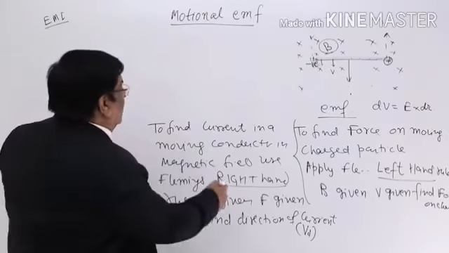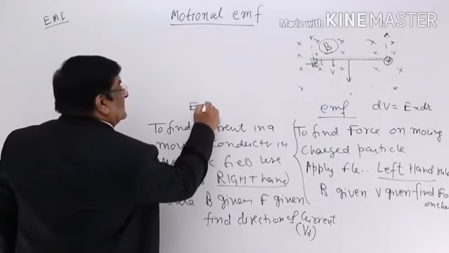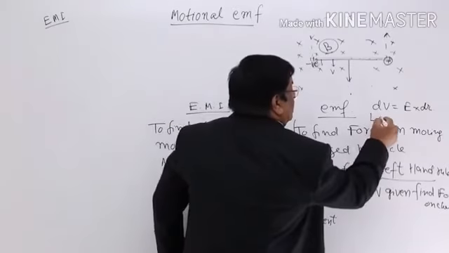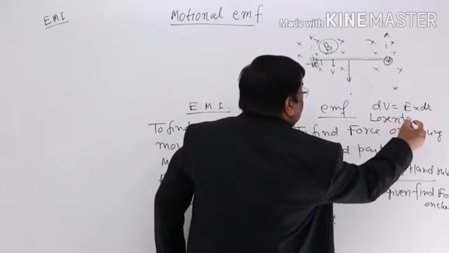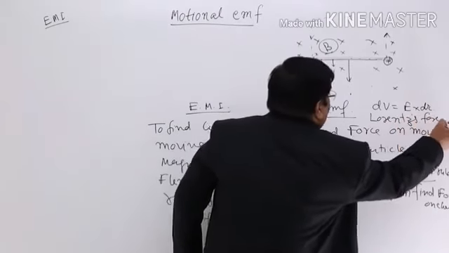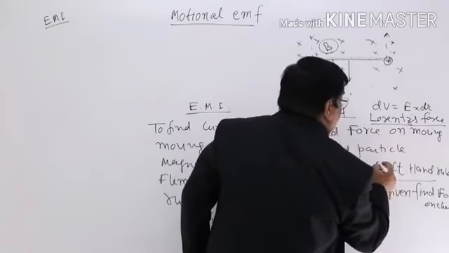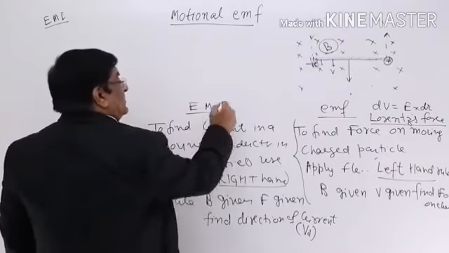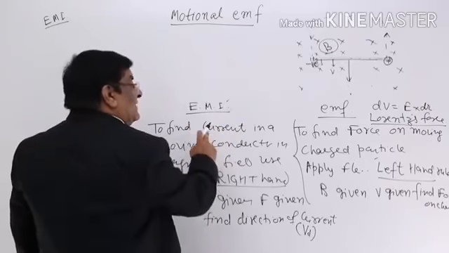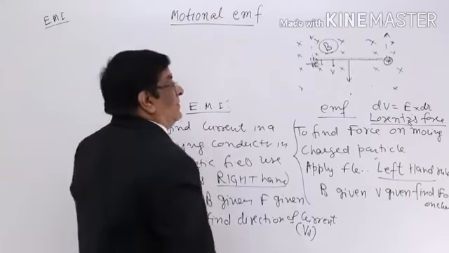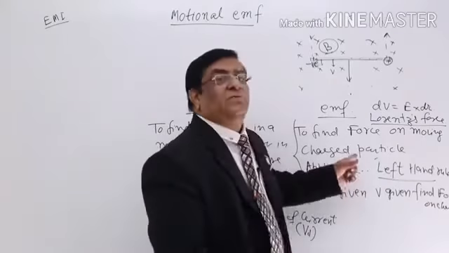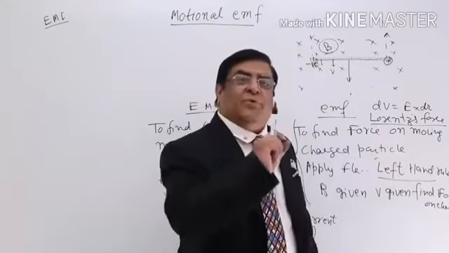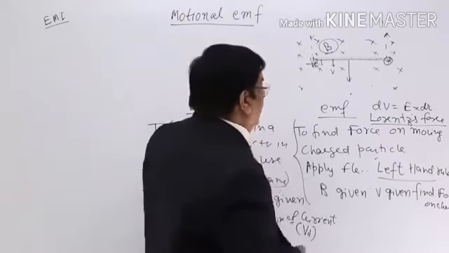This is electromagnetic induction. This is Lorentz force. So remember when you have to apply the left hand and when you have to apply the right hand rule. When you want to find out current, right hand rule. When you want to find out force on the conductor, use the left hand rule. B in both the things is given.